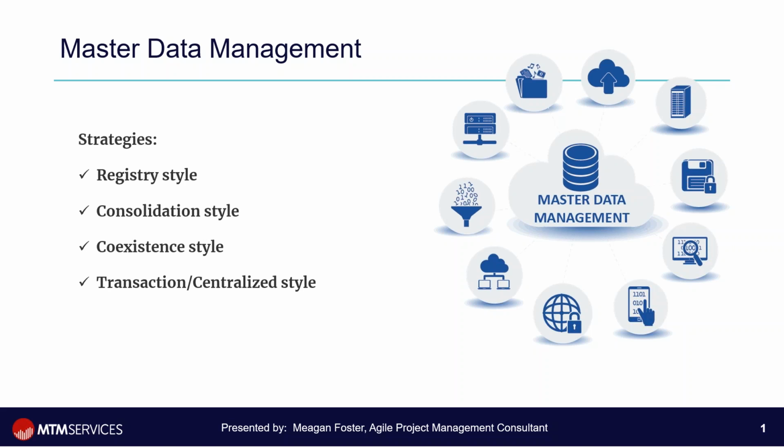Then we have the consolidation style. So the master data is consolidated from multiple sources in the hub. And again, we want to create that single source or version of truth. With this style, the single source of truth is stored in a centralized hub or database, and that is used for reporting and reference. The case here with the consolidation style is that any updates made to the master data management or centralized database are then applied back to the original source.